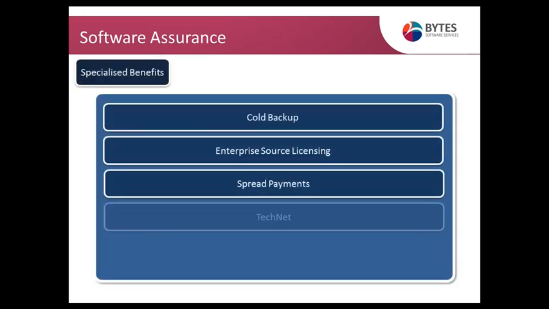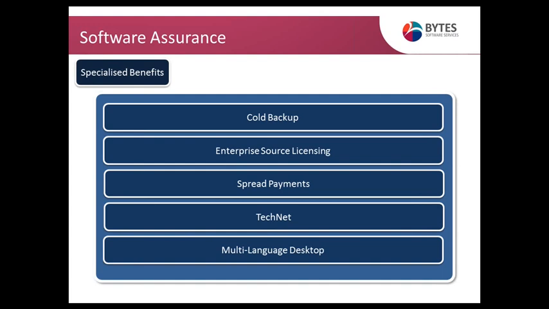And finally, there are some specialized benefits as well. Cold backup: if you've got servers which have software assurance on them, then for disaster recovery purposes you can have secondary servers that are switched off and cold, but should you need to bring your primary server down, you don't need to worry so much about the licensing for that second server. If you're a larger organization, then you may be interested in the Enterprise Source Licensing Program. This gives you access to the source code for Microsoft Windows Server and Microsoft Windows, the desktop operating system, as well.